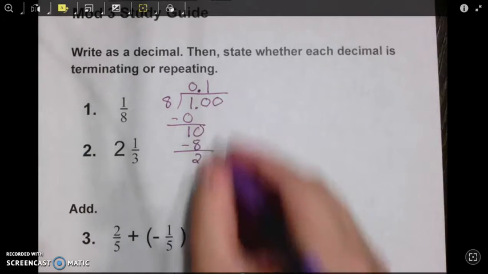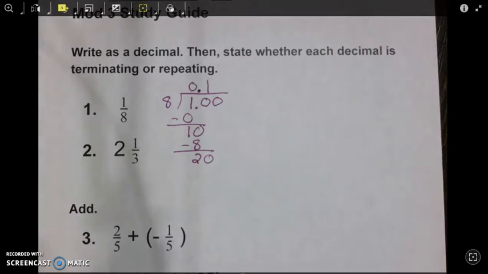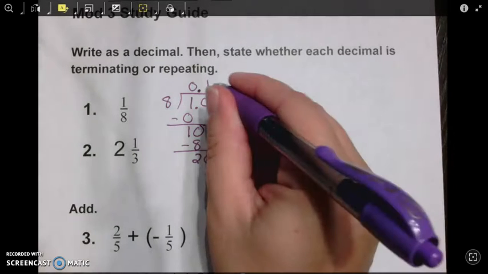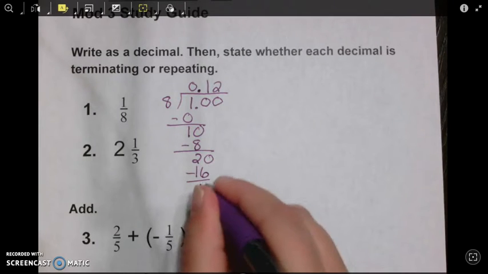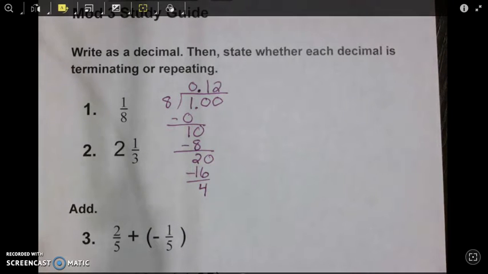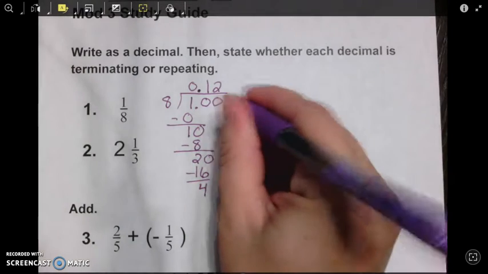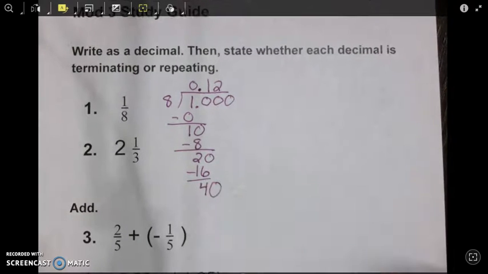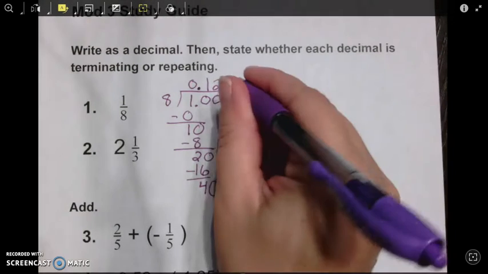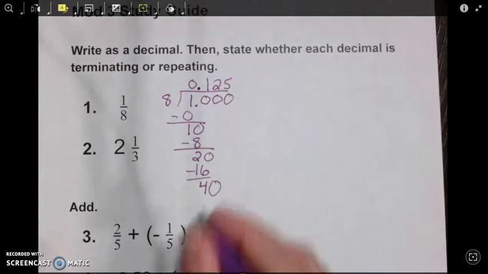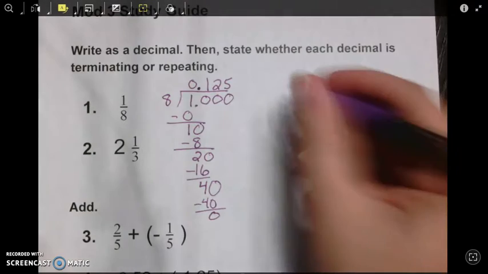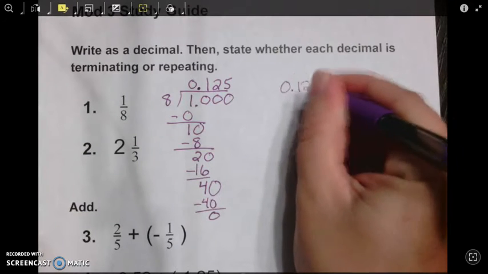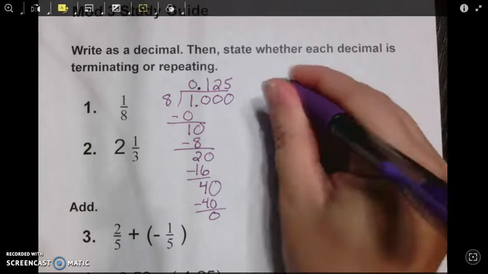So add another 0, bring it down, and 8 goes into 22 times. 2 times 8 is 16. Subtract. Still don't have a remainder of 0, so we keep going, add another 0, bring it down, and 8 goes into 40 5 times. 5 times 8 is 40. There we go. We got a remainder of 0. So when you do this, make sure you then rewrite your final answer and box it in so it's easy to find.